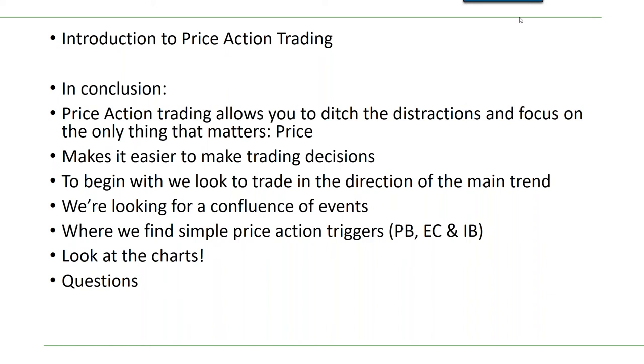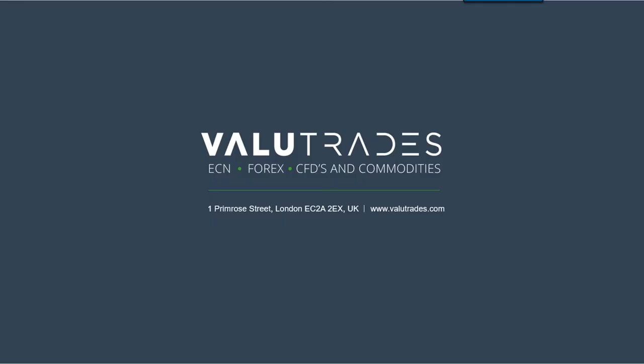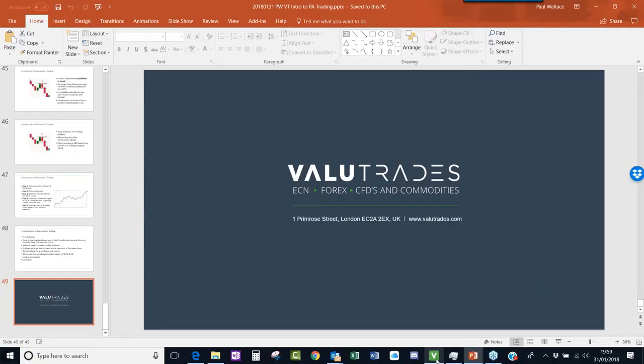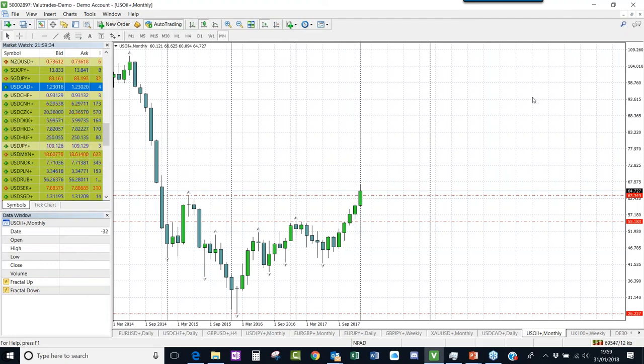So in conclusion, price action trading allows you to ditch the distractions and focus on the only thing that matters, price. It makes it easier to make trading decisions because you're not getting overwhelmed. You're not looking at a chart with 20 different indicators that is just confusing you. It's just very clear, very simple. To begin with, we're looking to find a way to trade in the direction of the main trend, normally on a little pullback, maybe using a pin bar or an inside bar or even an engulfing candle. We're looking for a confluence of events. We want to see price at particular levels of support and resistance, and then we see these price action triggers.